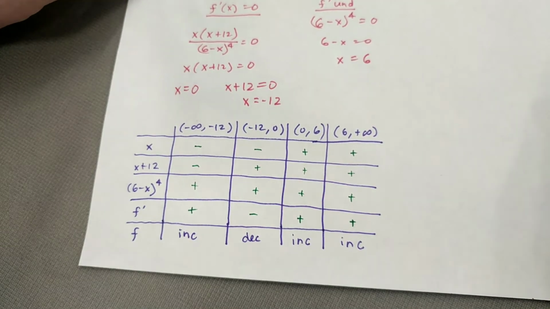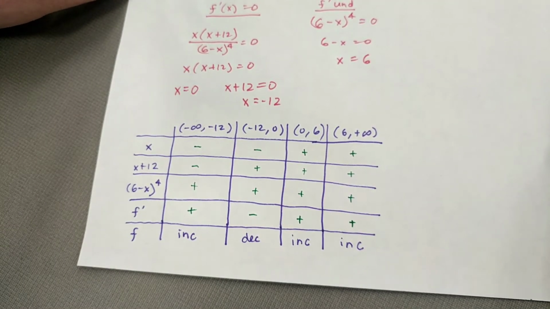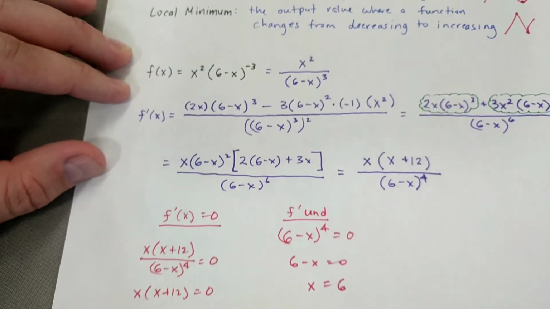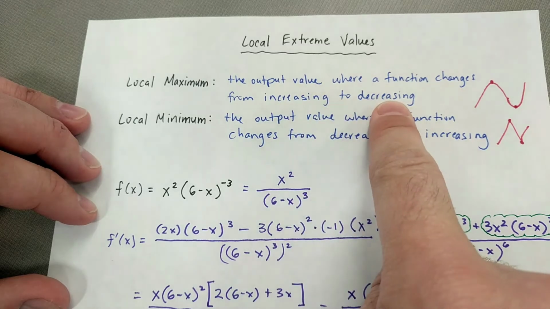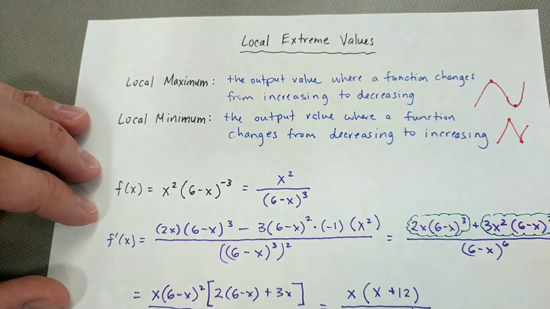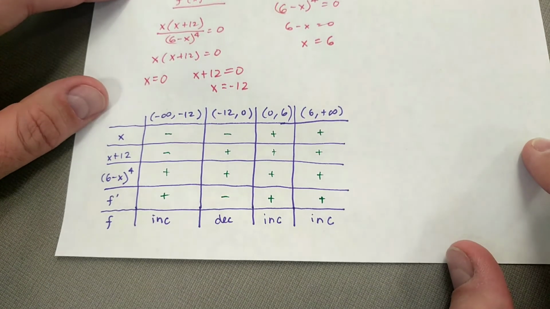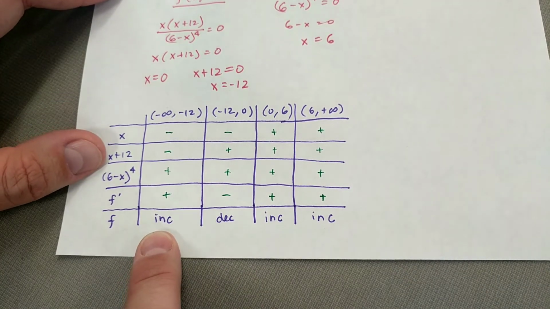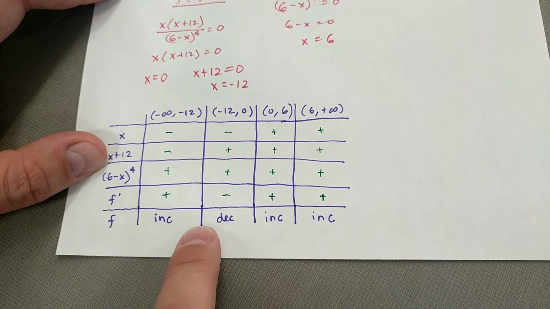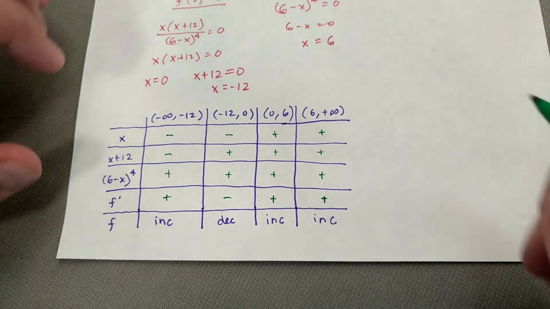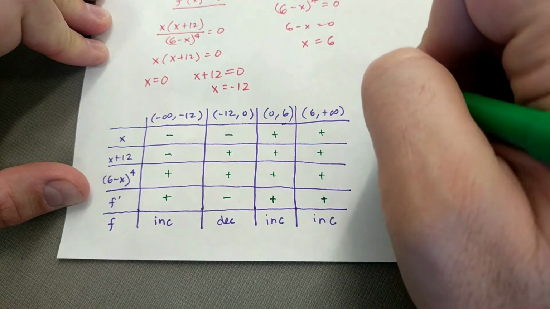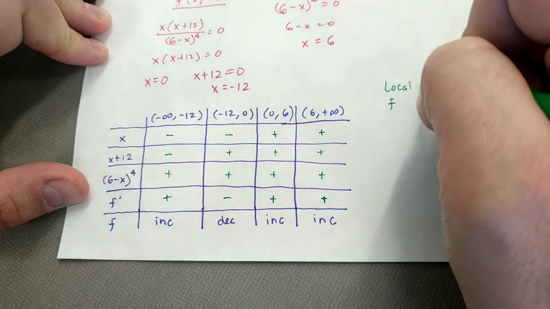And so now that makes it fairly clear about where we should be looking, because we still have these definitions up here. I want to look for where the function changes from increasing to decreasing to find a local maximum. Well, where does that happen? Increasing to decreasing, right here, at the x value negative 12. So let me find what f is at negative 12. So this is a local max.